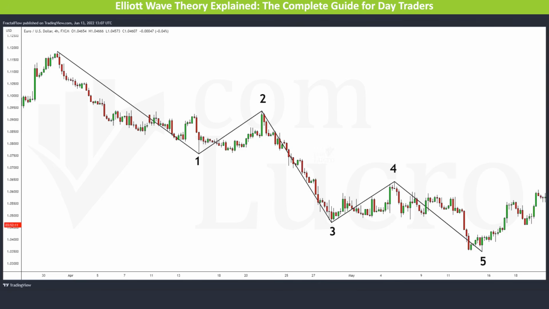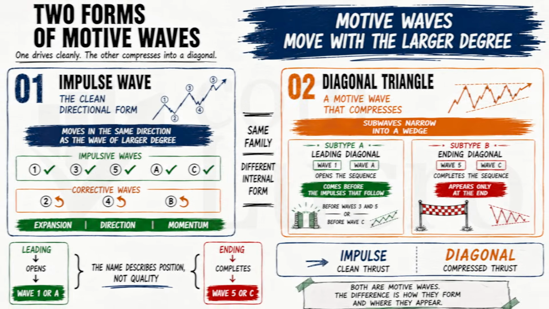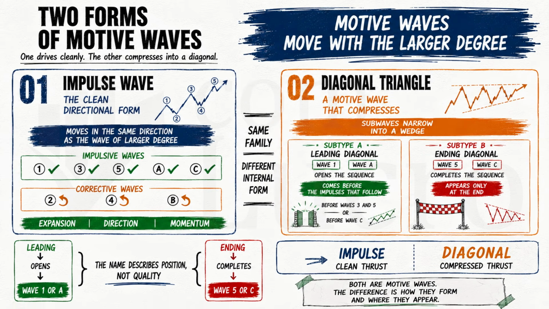Nothing inverts, nothing gets an exception. We'll work through bullish examples first, simply because they're easier to follow while you're learning the shapes. Once the structure is familiar, you flip it and everything holds. Now that the rules are in place, let's look more closely at motive waves and the forms they can take.